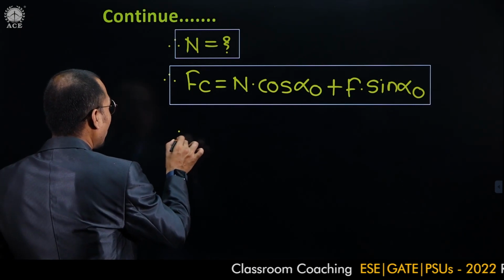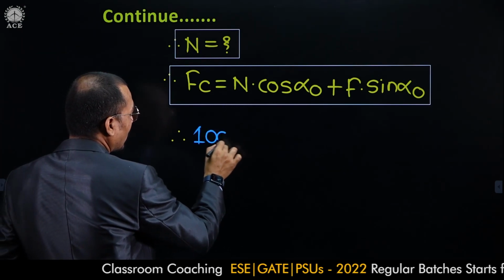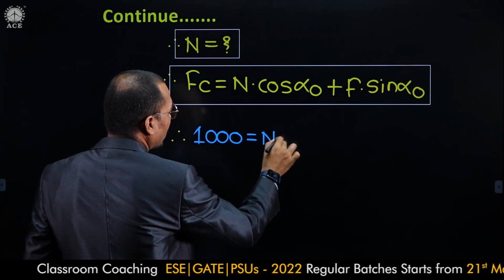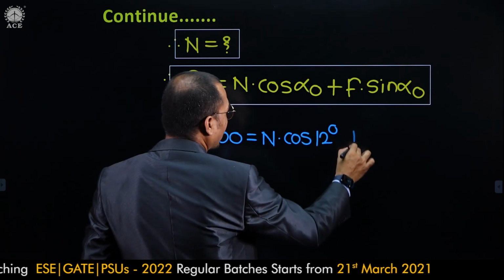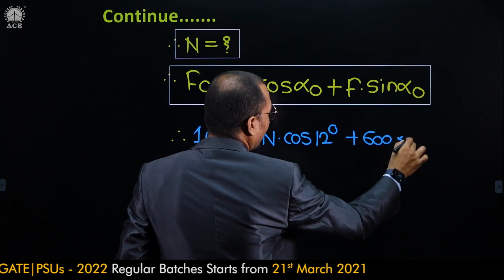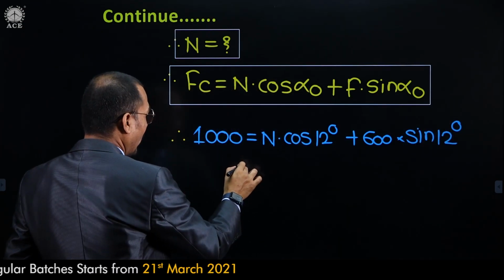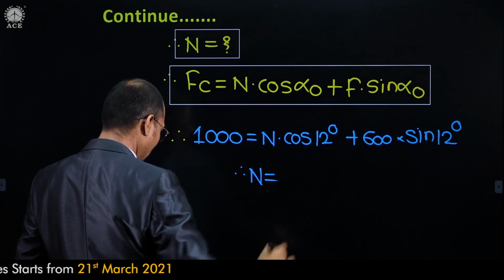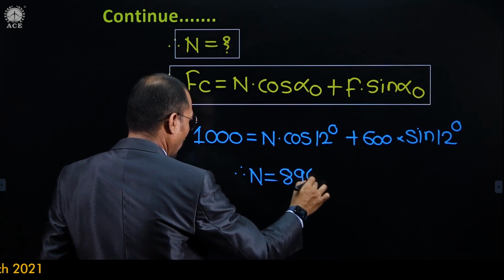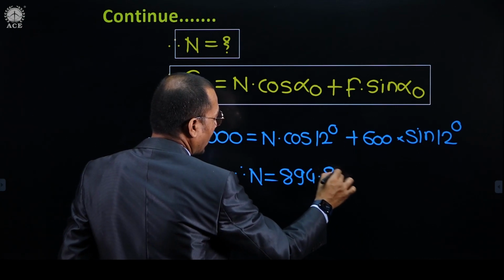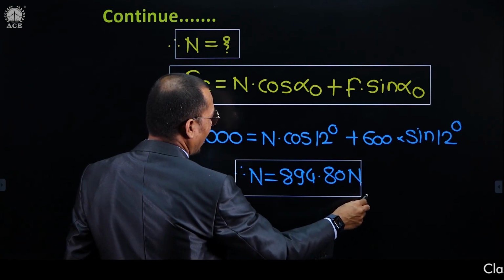Okay, fine. How much is cutting force Fc? If I am not wrong, the value is 1000 Newton, which is exactly equal to N into cos of 12 degrees, because alpha 0 is given, plus F friction force, 600 Newton, into sine of 12 degree. From here if you calculate, N value is coming exactly equal to 894.80 Newton. This is the value calculated.